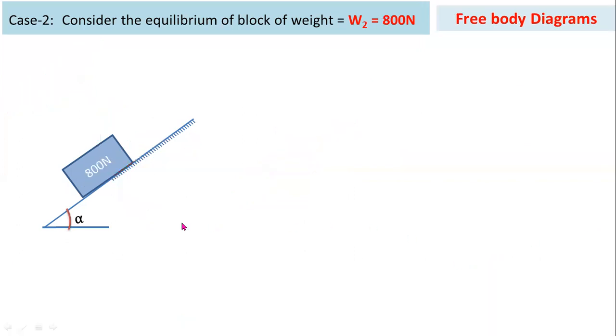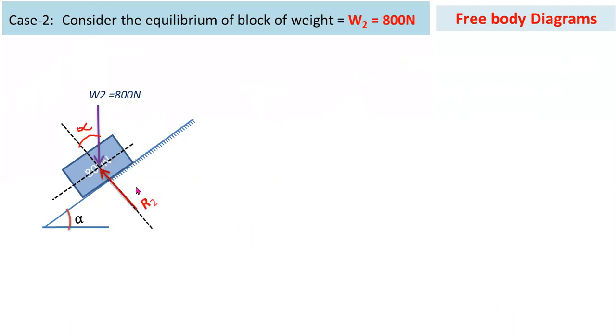Now consider the free body diagram of a block of weight 800 newtons. Let's consider the second block, 800 newtons. Now you have to consider the free body diagram for this block. Now these are the two reference axes: one is parallel to the inclined plane, the other one is normal to the inclined plane. Now you have to consider self weight of 800 newtons vertically downwards. Self weight always acts vertically downwards. This self weight makes an angle alpha with respect to the normal axis.